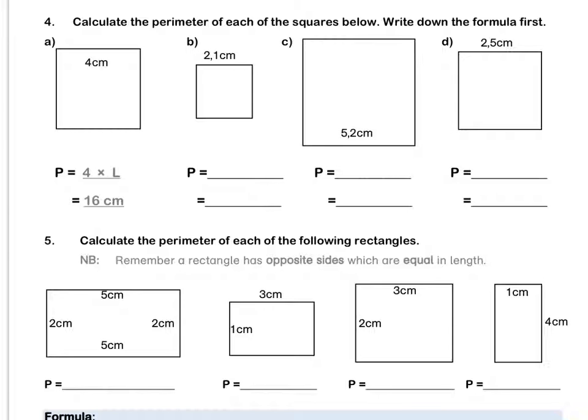together. The perimeter of any square is 4 times its length. Then we need to do 4 times 22,1. So on a separate piece of paper, 21 times 4 is 84. Therefore, 22,1 times 4 is 88,4. So our answer is 88,4 centimeters. Press pause to complete question 4 by yourself.